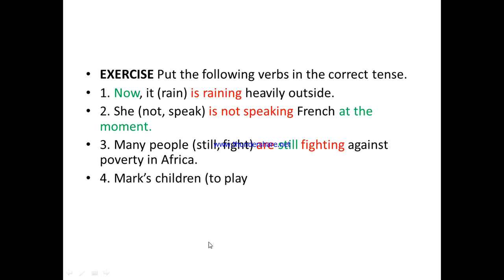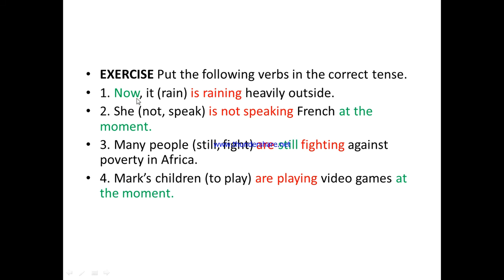Mark's children play video games at the moment. Here we also have the expression "at the moment". So we have to use the present continuous. Mark's children are... Why did we use "are"? Because we have children are play, the verb plus ing: are playing video games. And what is the expression that made us use the present continuous? It is the expression "at the moment".